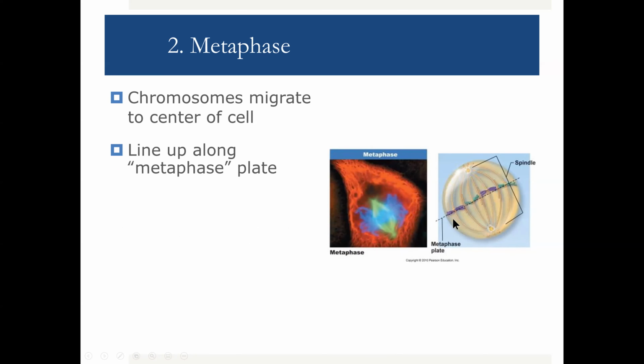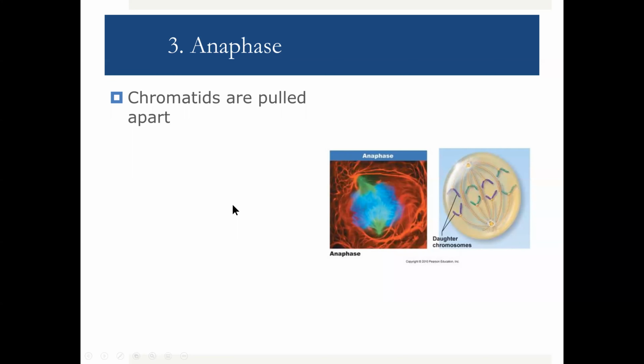In metaphase, they line up along this line. That's called the metaphase plate. So in metaphase, the chromosomes migrate to the center of the cell and line up along the metaphase plate. In anaphase, the chromatids, these are the individual chromosomes, are pulled apart, okay? The centriole will be there, centriole will be there, okay? These are the spindles. The chromatids are starting to be pulled apart.